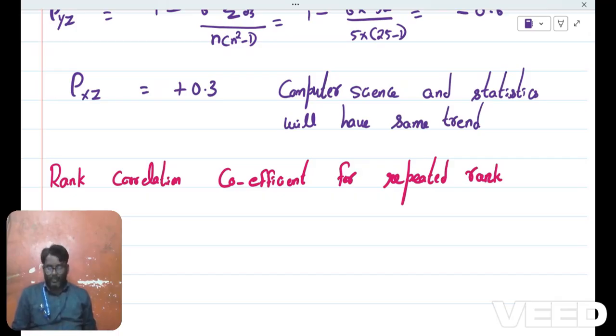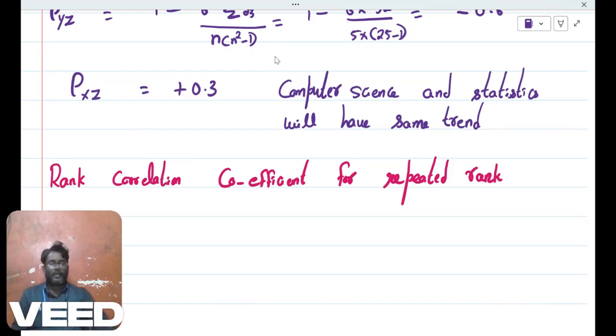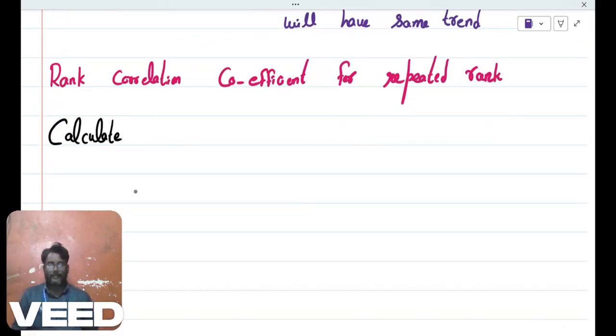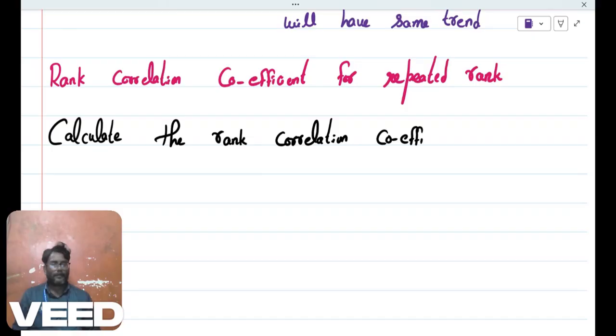Take note. Calculate the rank correlation coefficient for the following data.